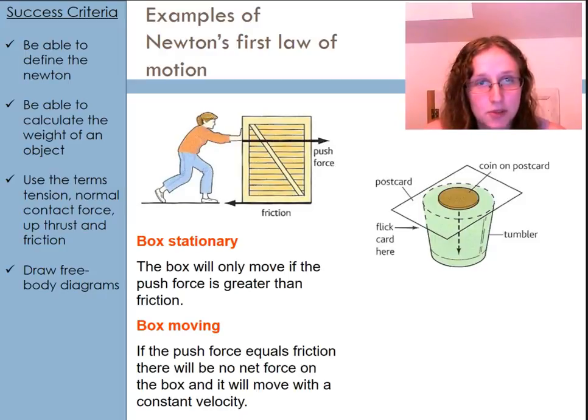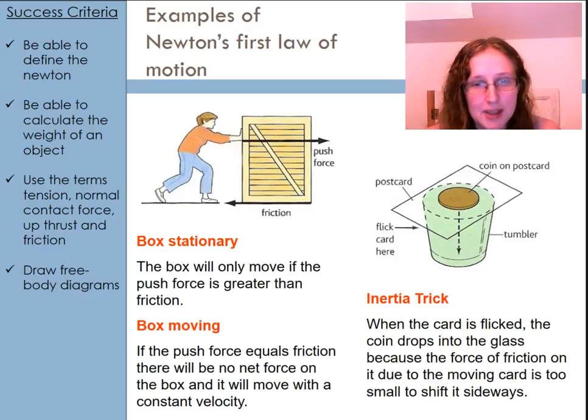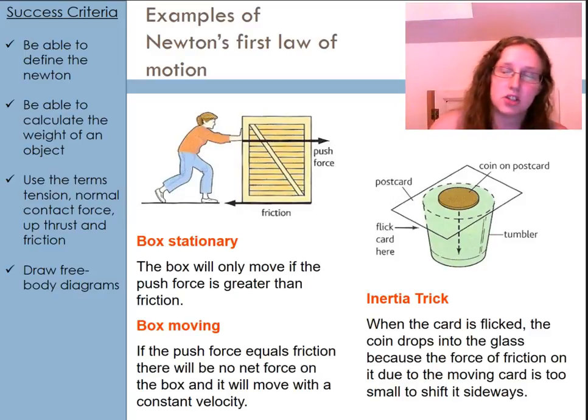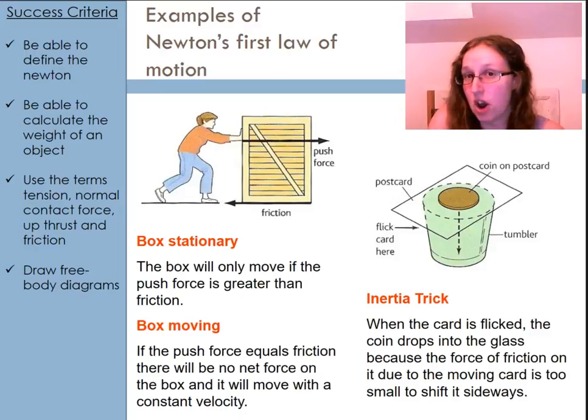My next example of Newton's first law of motion is the coin card trick thing. So we've got the coin on a piece of paper above a tumbler, and you pull the piece of paper out. So if you pull it out fast enough, basically the coin just drops straight into the glass rather than pulling with the piece of paper. And that's basically just because the force of friction is really, really small. So there is basically no net resultant force acting on it to the side, so it just drops straight down because of gravity.